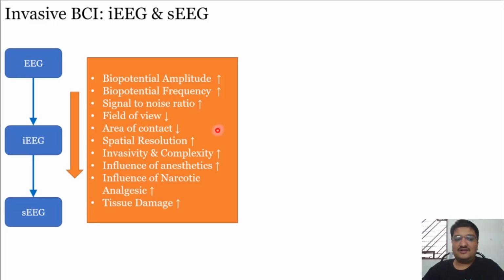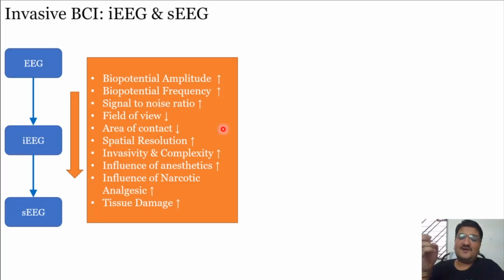Further, as you go deeper and deeper, your field of view and area of contact will decrease, and your spatial resolution will increase, because you are getting closer to the source. That's the most important thing. When you go intracranially, or for stereo EEG, intracranial EEG is also known as electrocorticography. So for electrocorticography and stereo EEG, you are going deeper inside your brain, nearer to the generator of your biopotentials.